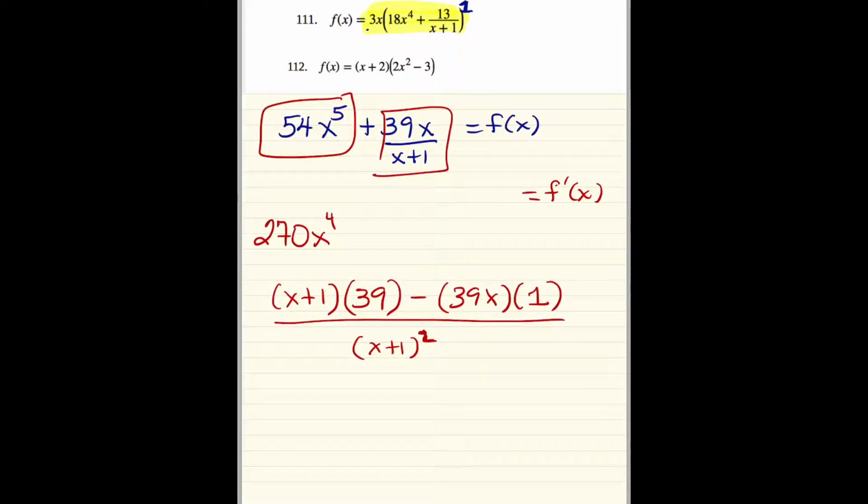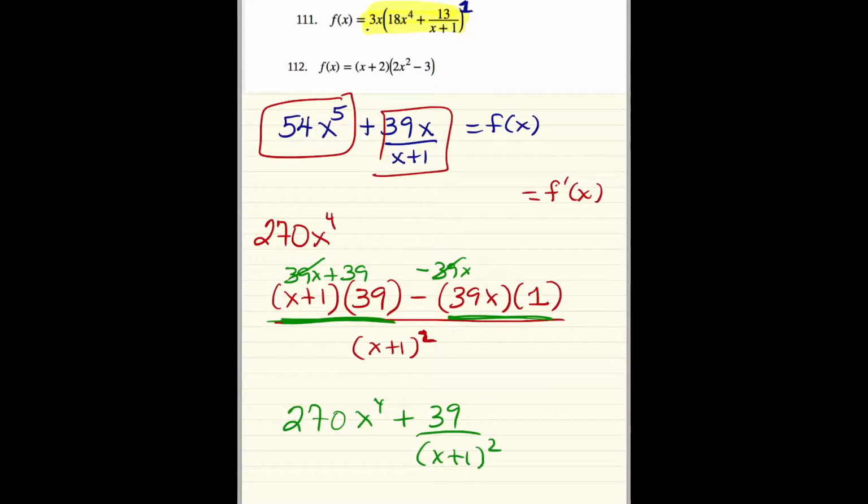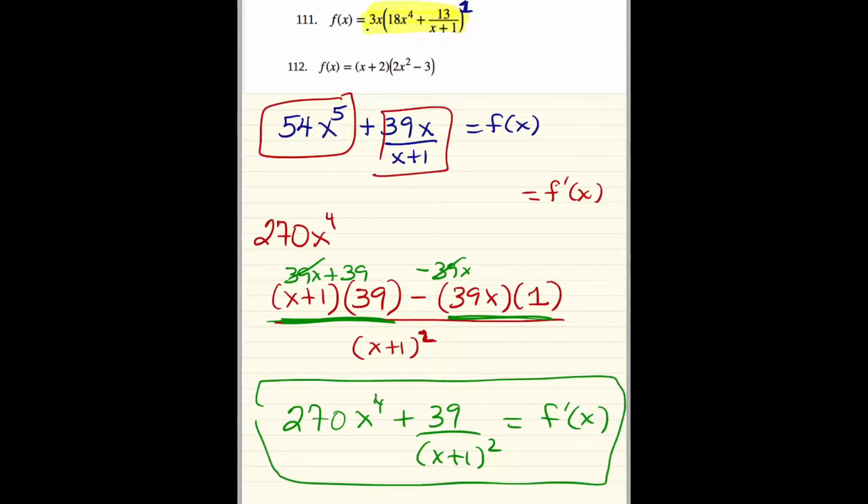So you should probably try to clean this up a little bit because it looks like certain things cancel out. So let's see what happens here. We get 39x plus 39 when you distribute this here. And then you get minus 39x times 1, which is negative 39x. So this goes out with this. And you're basically left with 39 on top and x plus 1 to the second power. So your answer is going to be 39 over x plus 1 squared. And that's going to be our derivative for this guy right here. Okay? Now, that's how you do that guy.